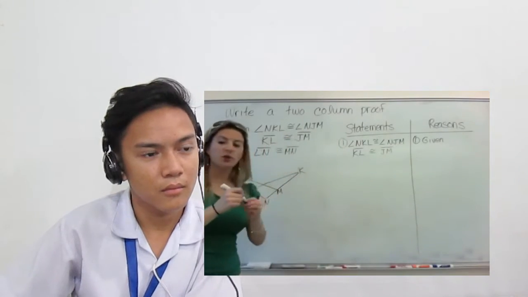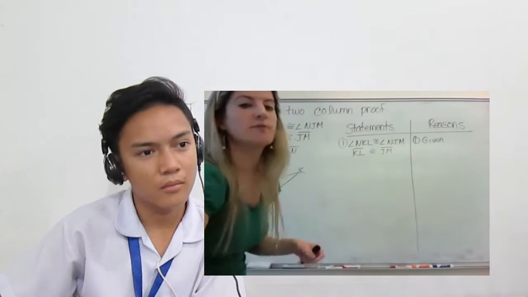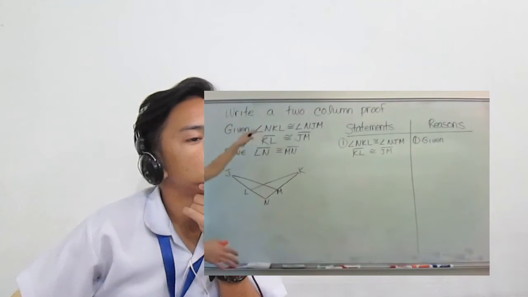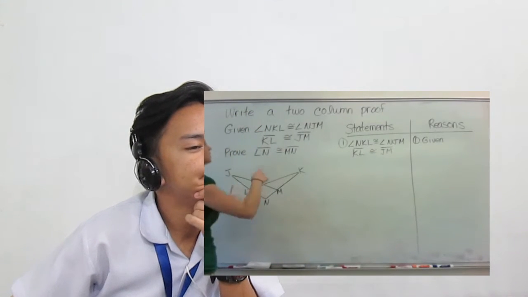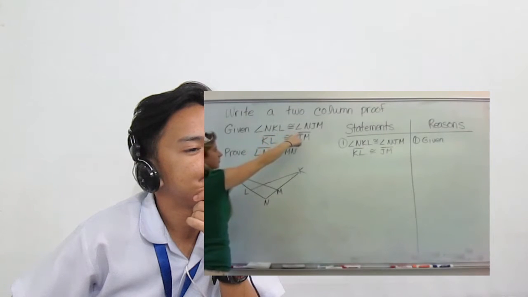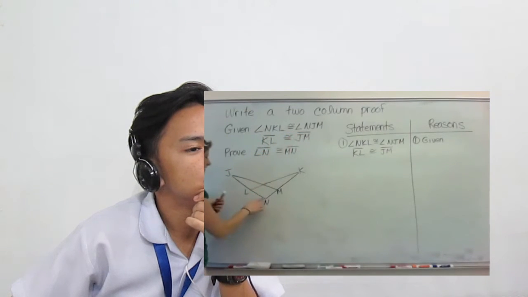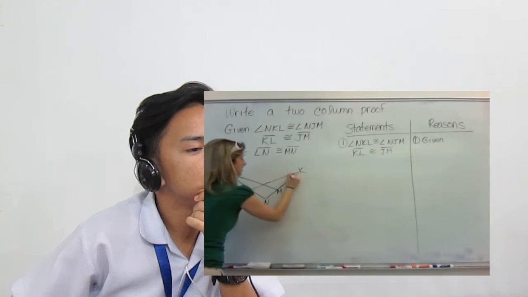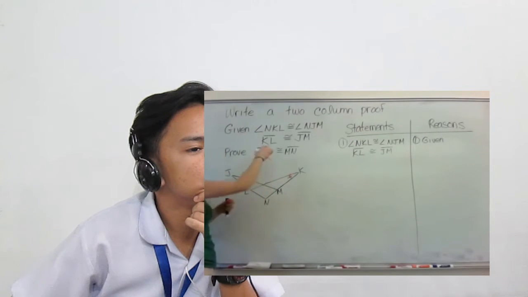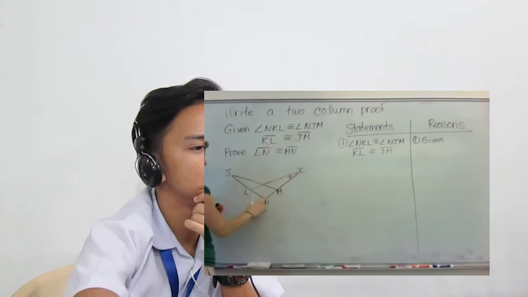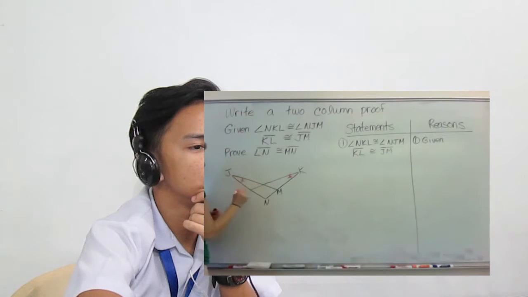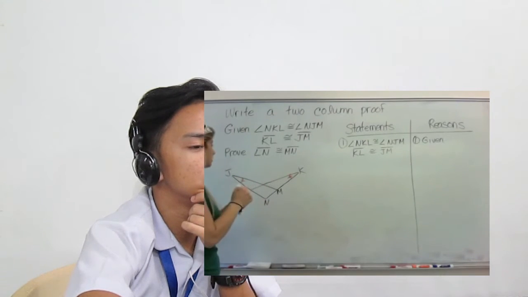Good. So I also taught you that you should mark it off when you know something's congruent to something else. So angle NKL is congruent to angle NJM. So let's look at this. NKL, so that's this angle right here. And that's congruent to angle NJM. So NJM, so this one right here. Good. Now we also know that segment KL is congruent to segment JM.